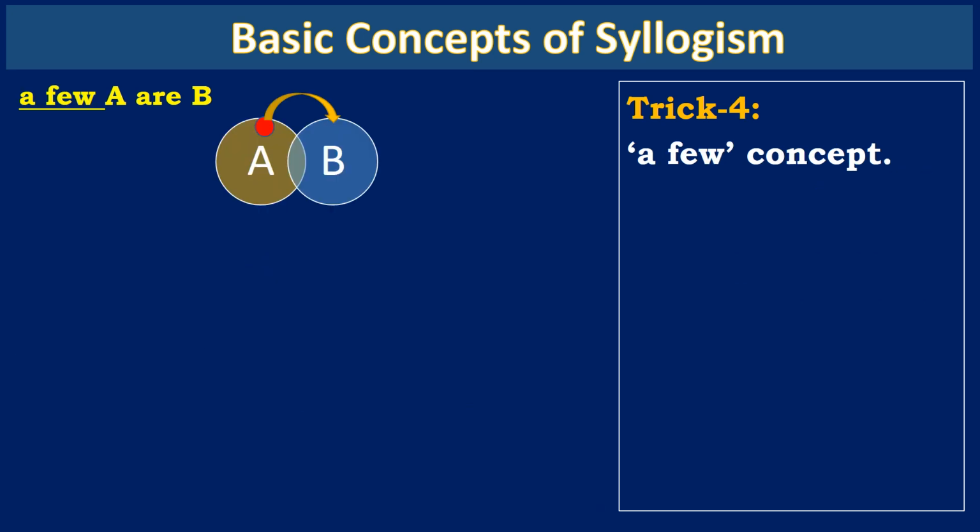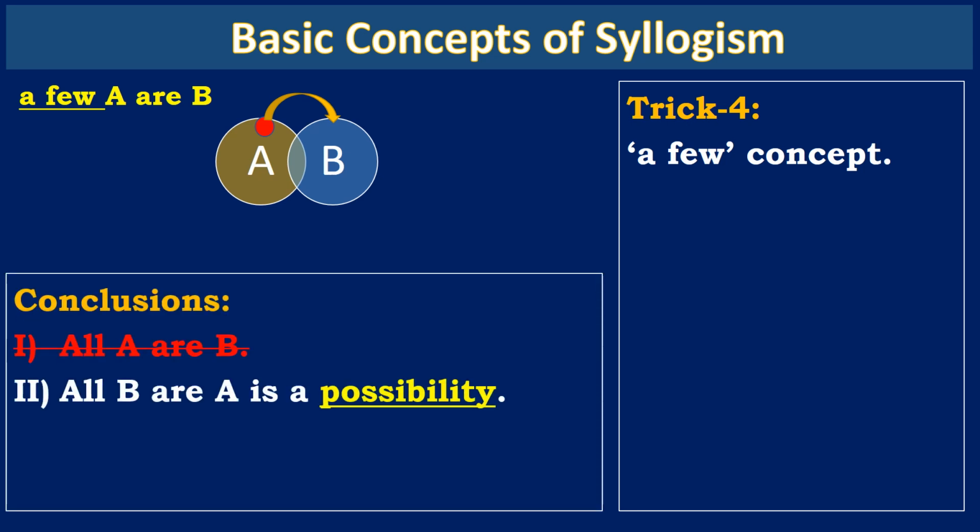Trick 4: A few concept. Statement: a few A are B. Conclusions: all A are B; all B are A is a possibility. The conclusion all A are B cannot be drawn from the statement a few A are B, because a few means some, but not all. So, there is a possibility that some A are not B. The conclusion all B are A is a possibility is also correct because it follows the original statement.